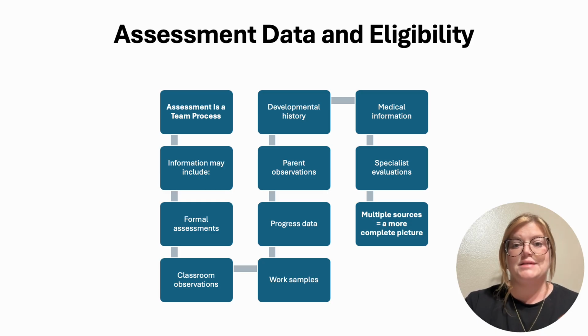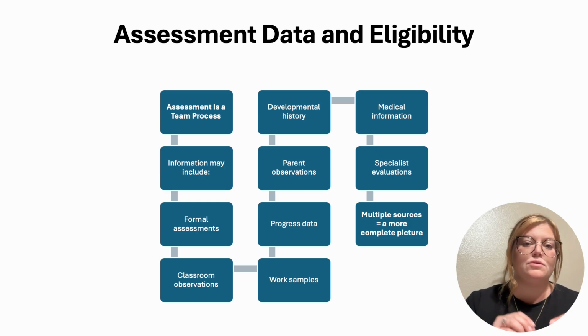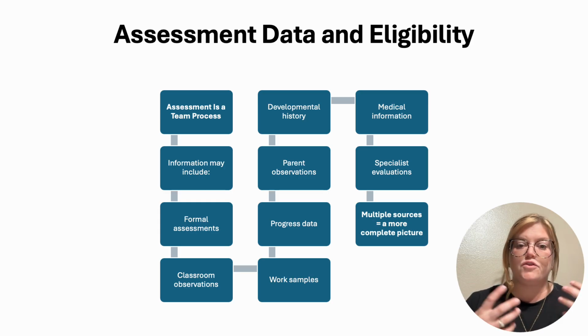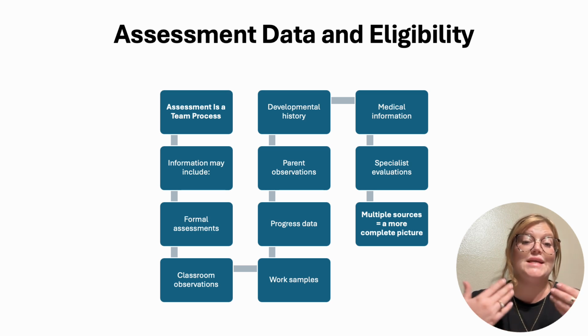For example, IDEA's category of other health impairment can include conditions such as ADHD, diabetes, epilepsy, asthma, or Tourette syndrome when the condition results in limited strength, vitality, or alertness and adversely affects educational performance. However, a medical diagnosis by itself does not automatically establish eligibility for special education. The team must determine whether the child meets IDEA's eligibility requirements and whether the disability results in a need for special education and related services.